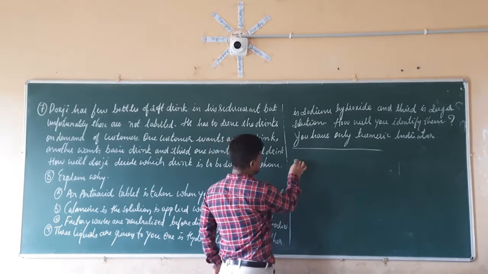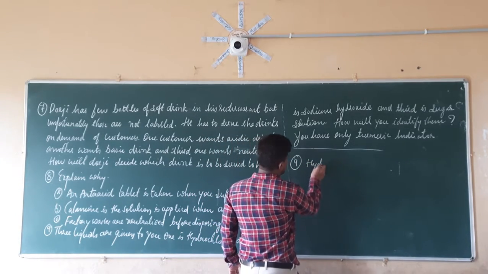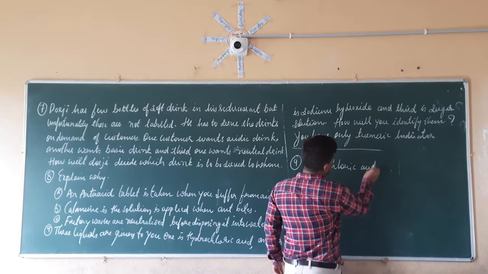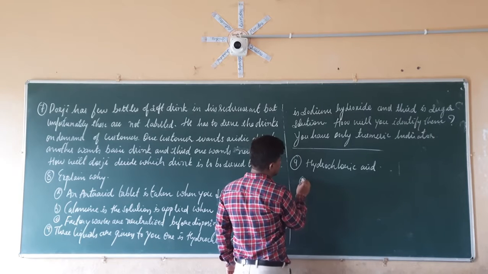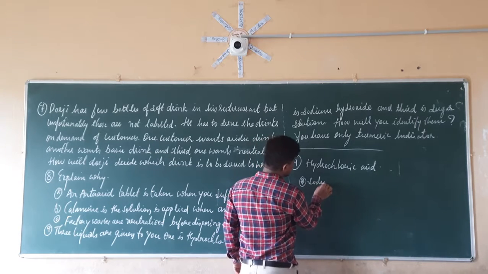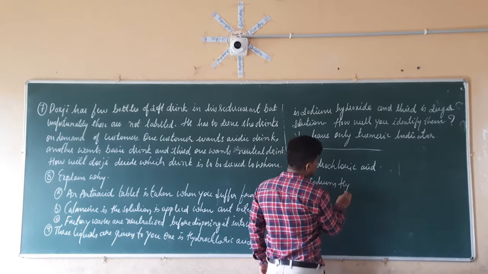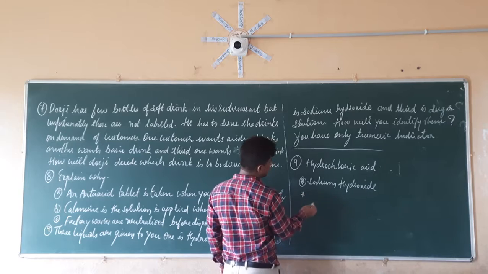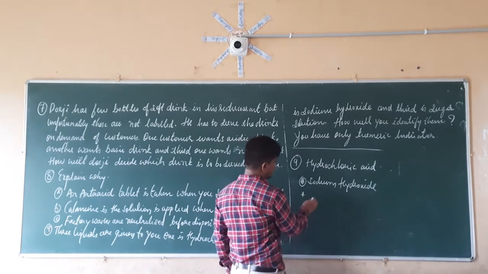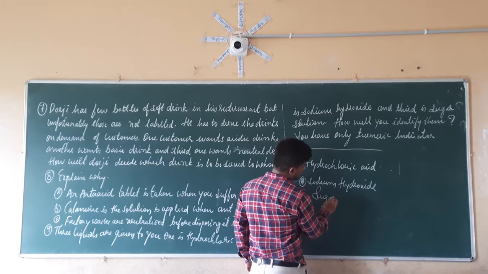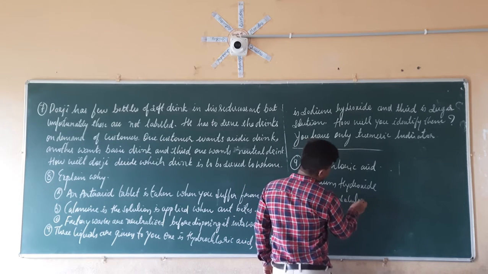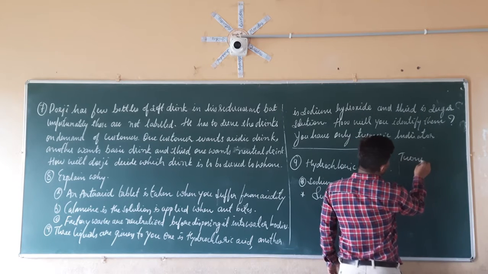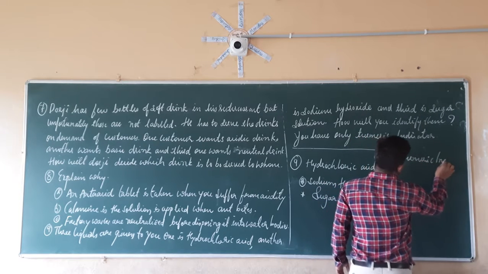Right. So in question 9, they are given three things: first, hydrochloric acid; second, sodium hydroxide; and third, a sugar solution. And we have to identify them as acidic, basic, and neutral by using the turmeric indicator only.